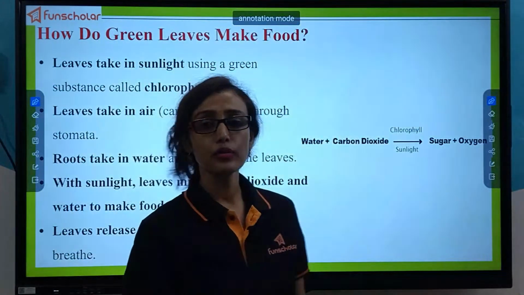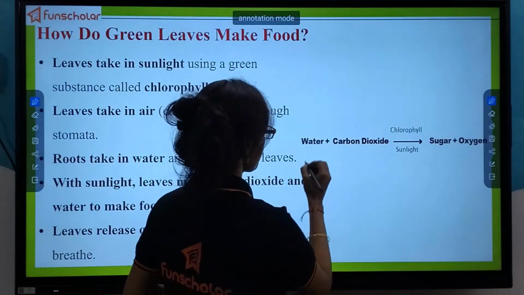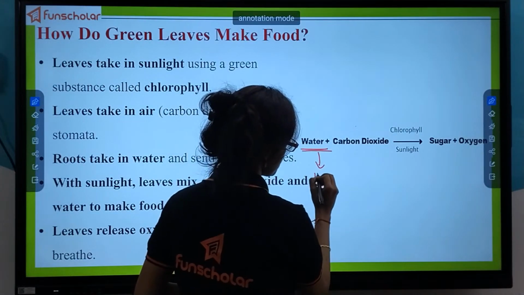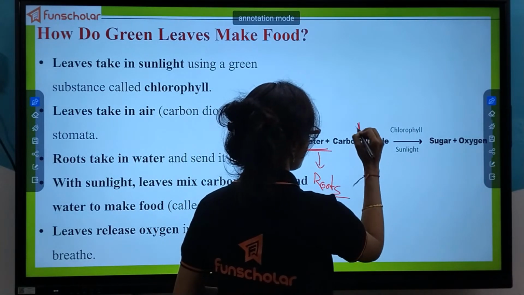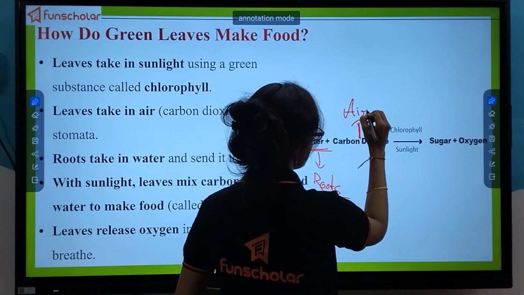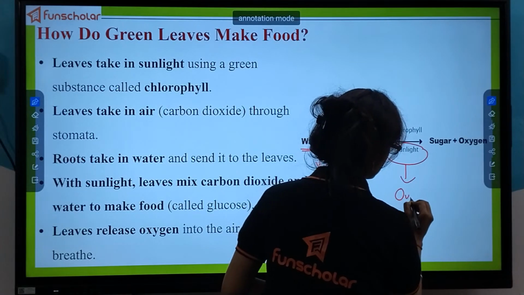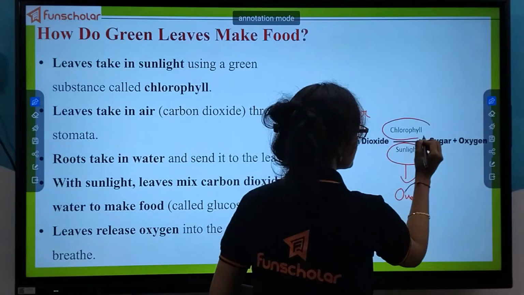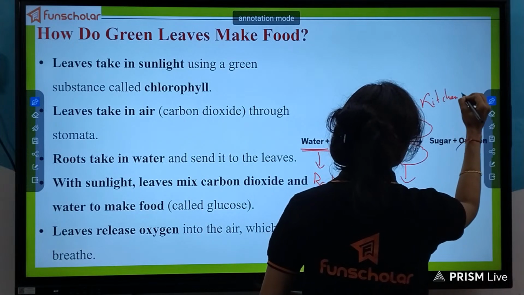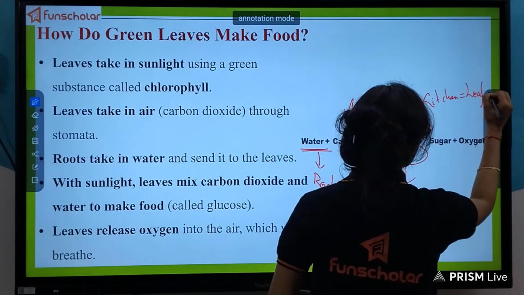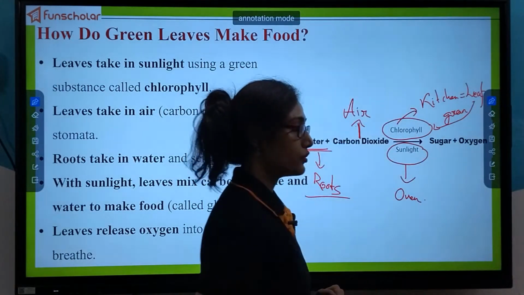Okay. So they have taken all this, then how do they make their food? Just see. Water from roots, right? Carbon dioxide from air. And what is the stove called? Sunlight. And where is it being done? In the kitchen. Kitchen is leaves, which are green in color due to the presence of chlorophyll.